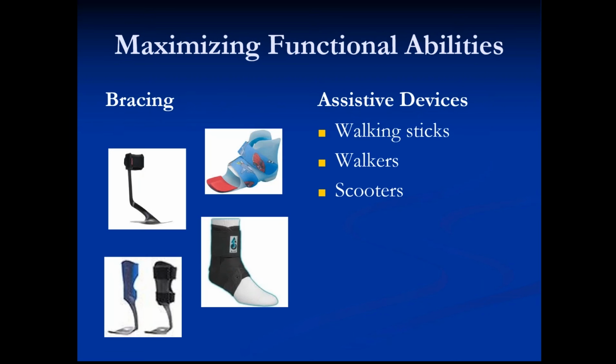Other ways that we sometimes will look at helping maximize functional abilities in children with CMT is through the use of orthotic bracing or the use of assistive devices. Currently, there aren't any specific evidence-based guidelines, per se, regarding orthotic bracing in individuals with CMT. There is some evidence that AFOs or ankle-foot orthotics may improve walking efficiency in individuals with CMT.